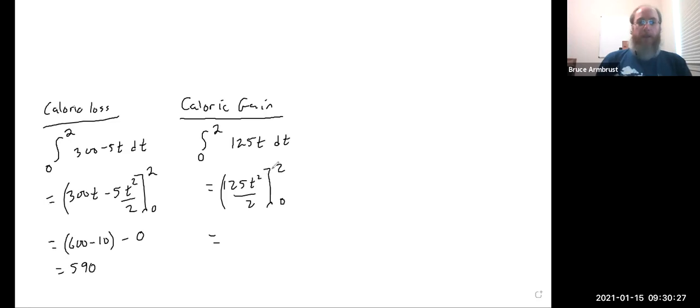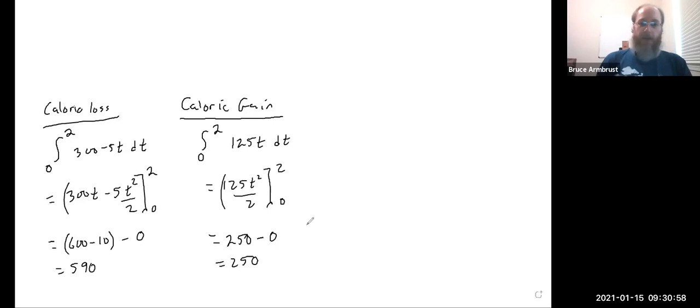All right, so you plug in the 2. 2 squared is 4, divided by 2 is 2. 2 times 125 is 250. And then when we plug in 0, of course, we get 0. So that's the fundamental theorem of calculus, right? That's the f of b minus f of a, right? Same thing over here. So over those 2 hours, she burns 590 calories and she takes in 250 calories from the Gatorade.